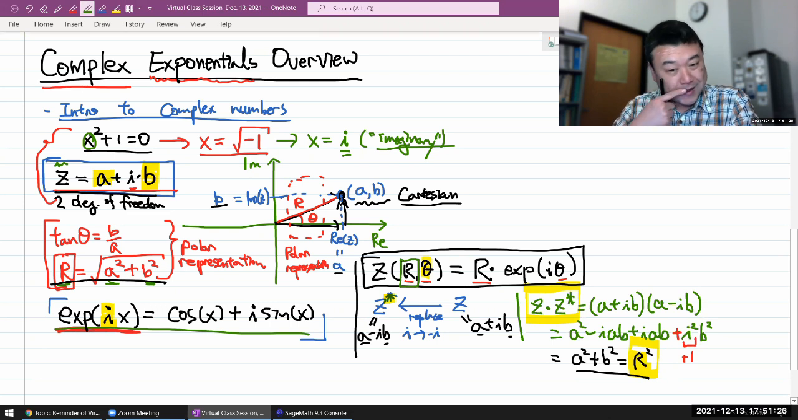And here's the amazing thing. Let me do this calculation using the polar representation.